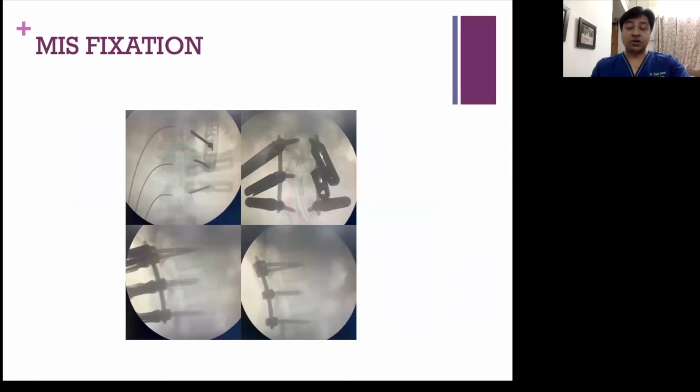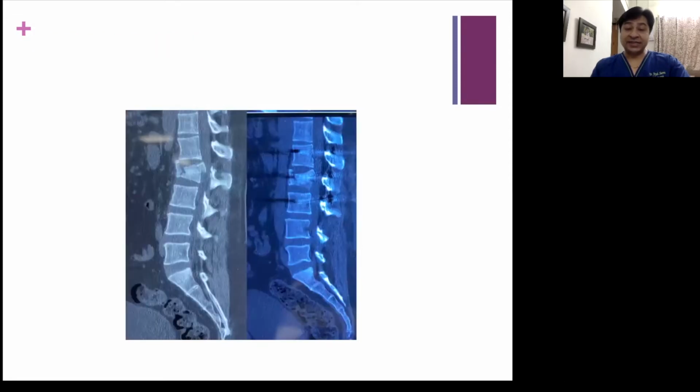We did a short segment fixation, and we included the index fractured vertebra in the fixation, and I think that is very, very important, especially when you're going for a short segment MIS fixation. And look at this post-operative CT scan. You can see we have got a decent decompression of the canal just by getting the ligamentotaxis and indirect decompression.